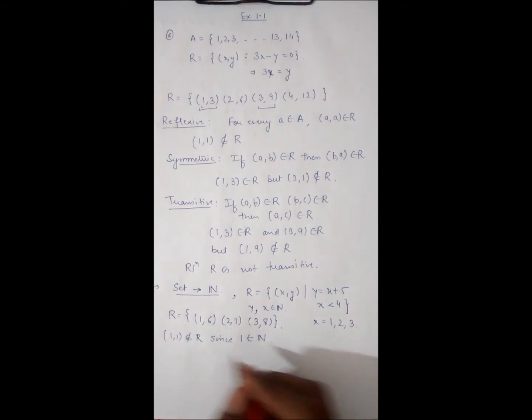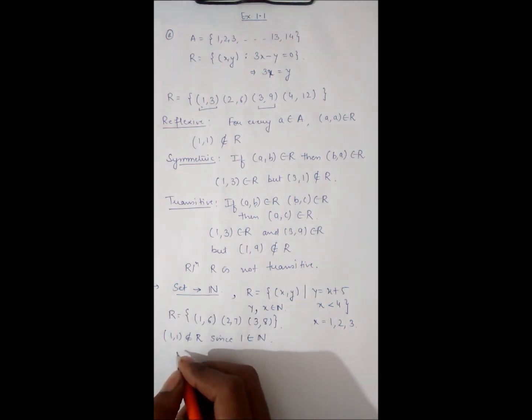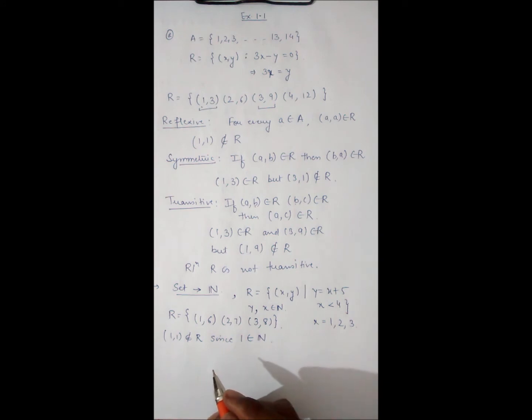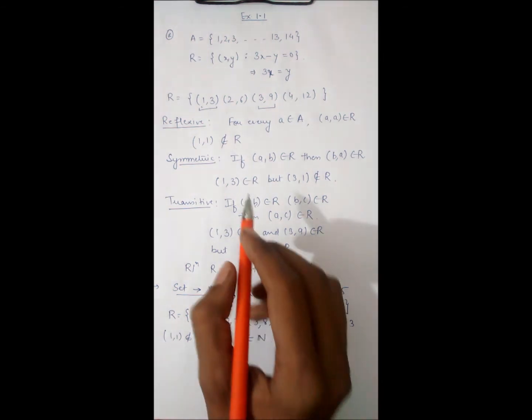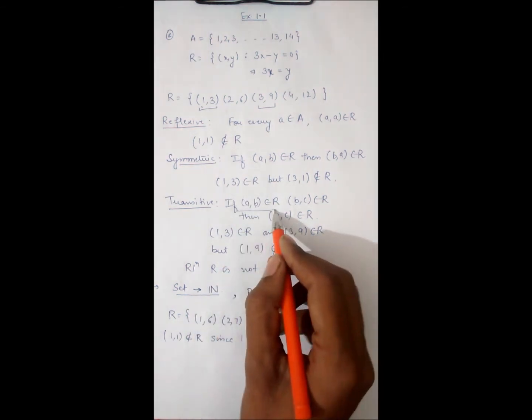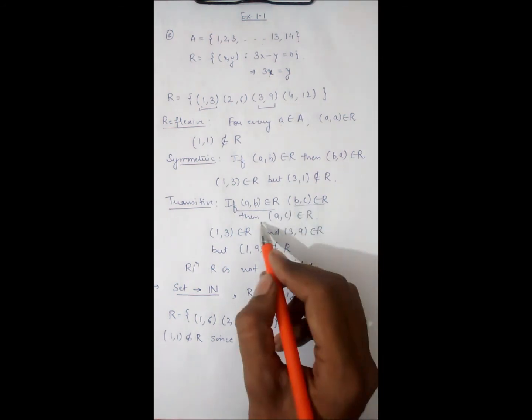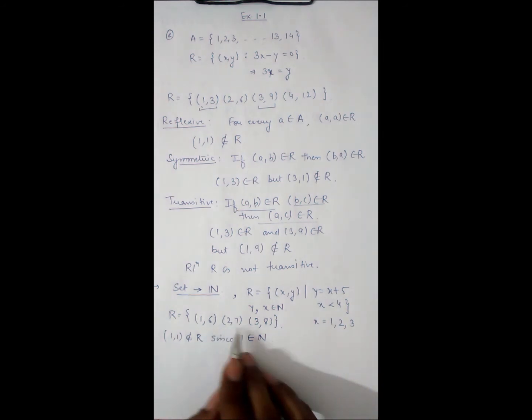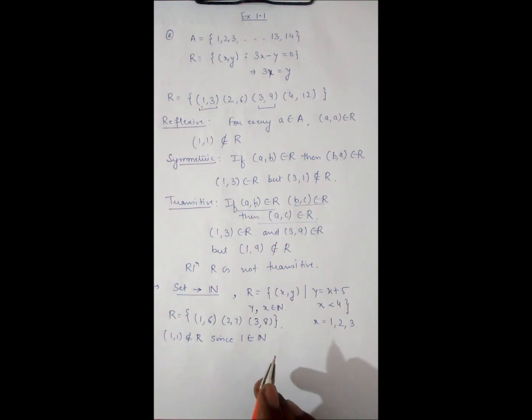This is not symmetric as well. 1,6 belongs to R, but 6,1 does not belong to R. Transitive: we can't even talk about the transitiveness here, because for that we need A, B. This is my transitive definition: if A,B belongs to R and B,C belongs to R, then A,C should belong to R. So I cannot find any AB or BC corresponding to that.